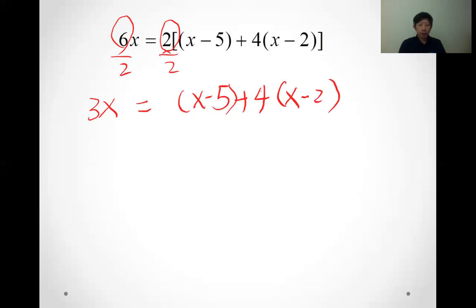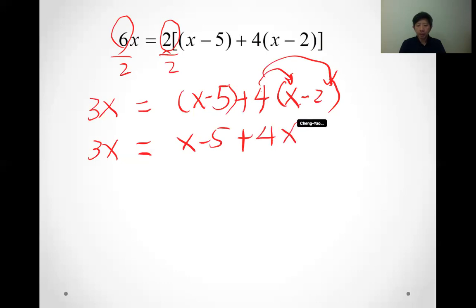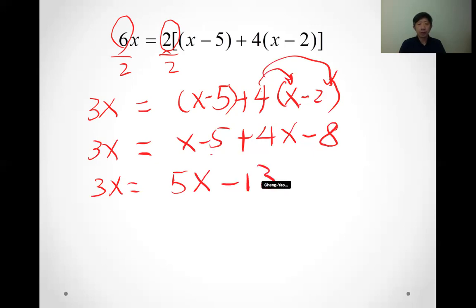Then I'm going to do the distributive property for this. So x minus 5, and do the distributive property: 4 times x is 4x, 4 times the -2 is -8, all right? So I want to simplify this. 4x plus x is 5x. -5, -8, which is -13, right? -13.